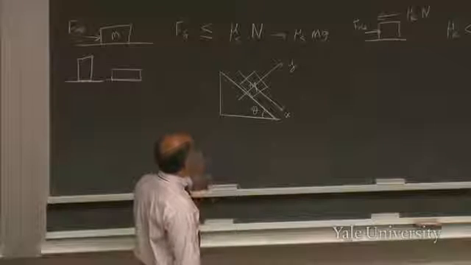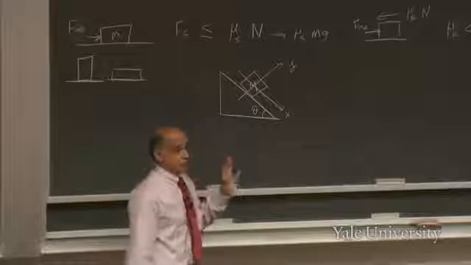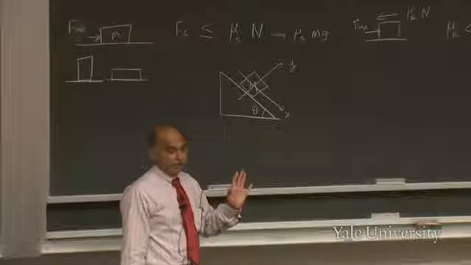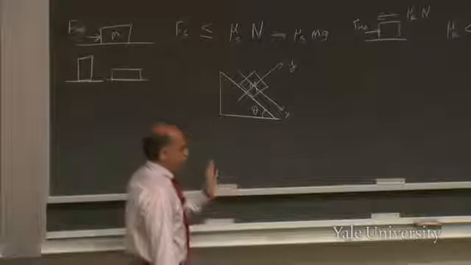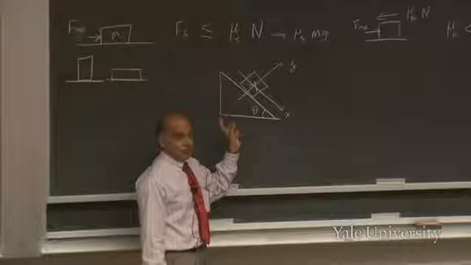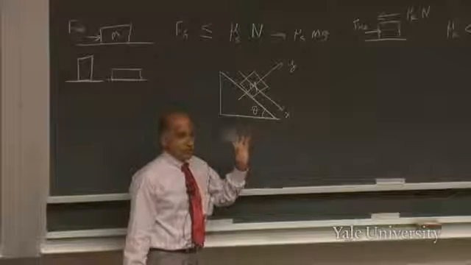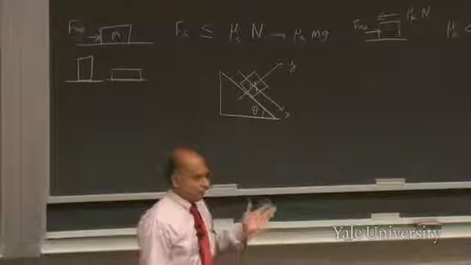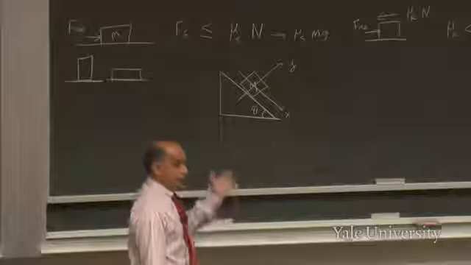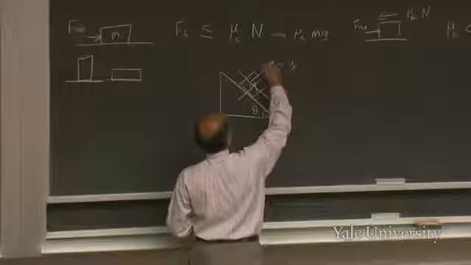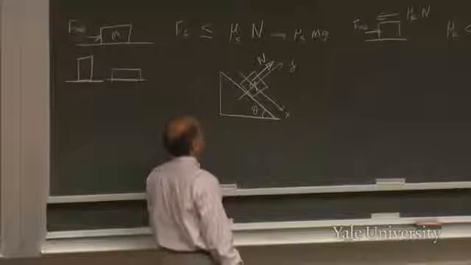Well, I've told you, first deal with contact forces. The only thing in contact with the mass is the plane. The inclined plane can exert a force in general along its own surface and perpendicular to its own surface. But I'm going to take a case where there is no friction. If there is no friction, by definition, it cannot exert a force along its own length. So it can only exert a force in this direction, and we're going to call that n.